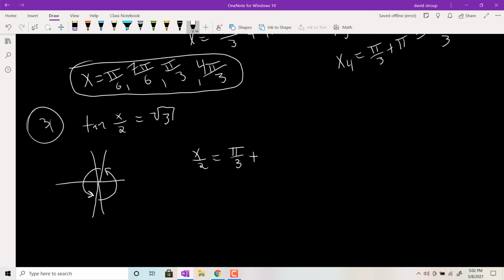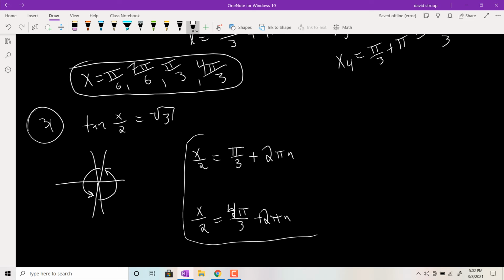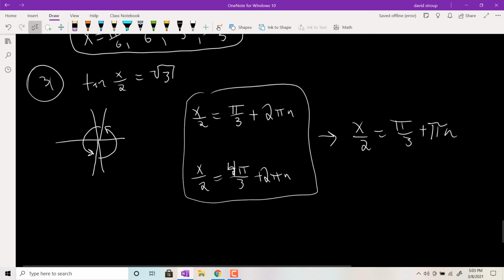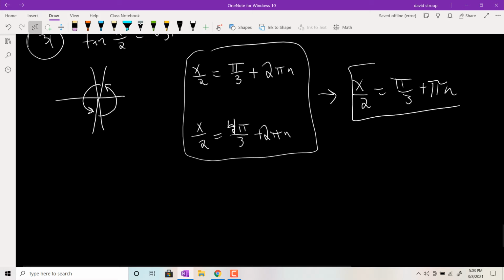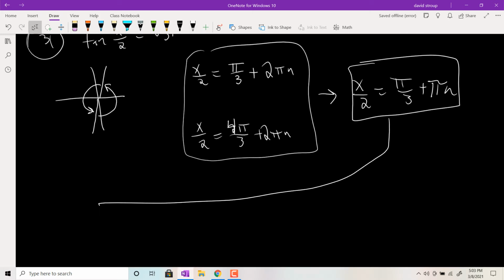The other way, of course, will still work. You get 2 pi n, and then x over 2 equals, it's actually 4 pi over 3 plus 2 pi n. You could do it this way, but you could simplify both of these into x over 2 equals pi over 3 plus just pi n. Okay, so let me work with the simplified. That's kind of the way we should do it. So let me work with this.